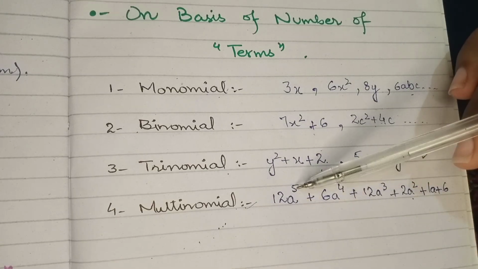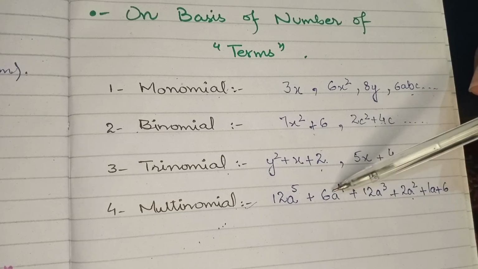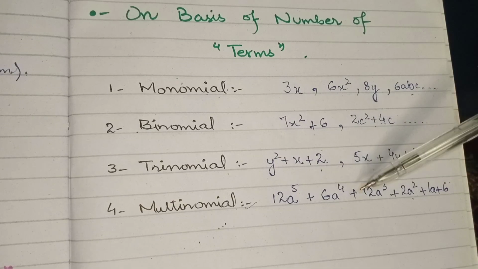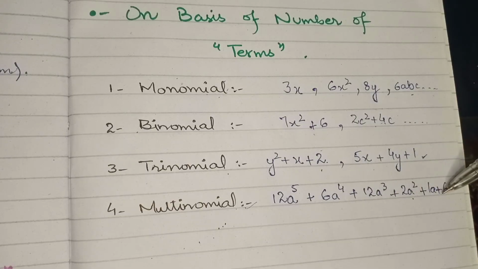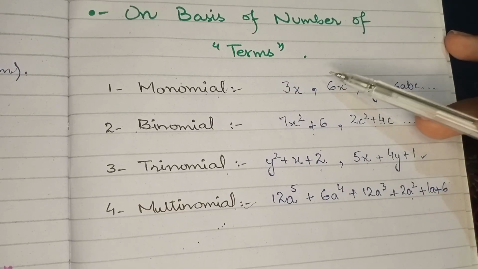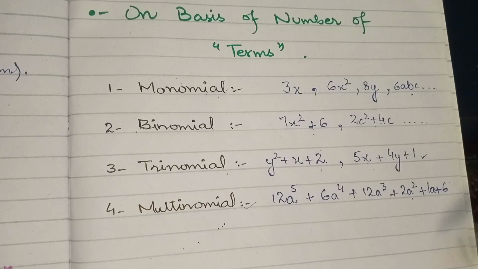So these are the examples: 12a^5 plus 6a^4 plus 12a^3 plus 2a squared plus 1a plus 6. Basically 6 terms are present, separated by 5 positive signs. So it is an example of a multinomial, more than 4. I hope you got all the types of polynomials on the basis of terms. Let's move towards the types of polynomials on the basis of variables.